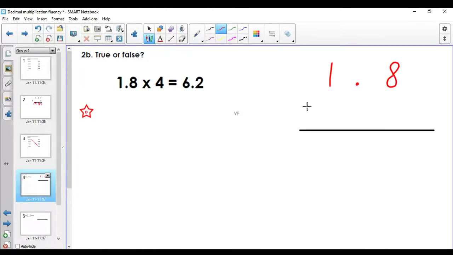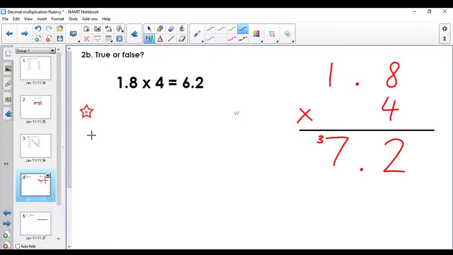1.8 multiplied by 4. What do I know about my 4s? 4 times 8 is 32. 2 units, 3 tenths. Decimal point goes in place. 4 times 1 is 4, add the 3 be 7. So I've got 7.2. This is in fact false.